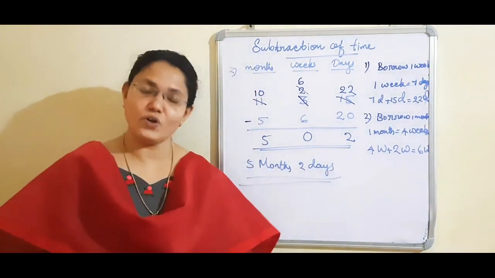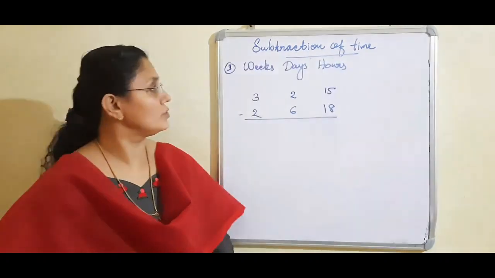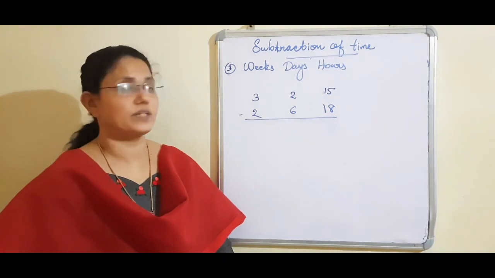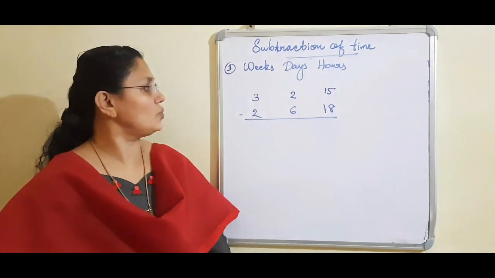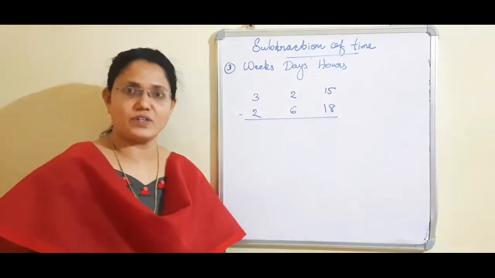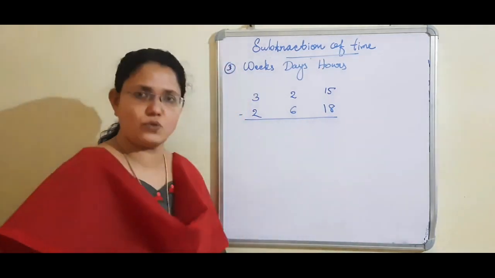Dear children, I think all of you could understand how to subtract time. Okay, so the third question, the question is this one. 3 weeks, 2 days, 15 hours minus 2 weeks, 6 days and 18 hours. First itself we can start from the extreme right. That is 15 minus 18. We know we cannot subtract.